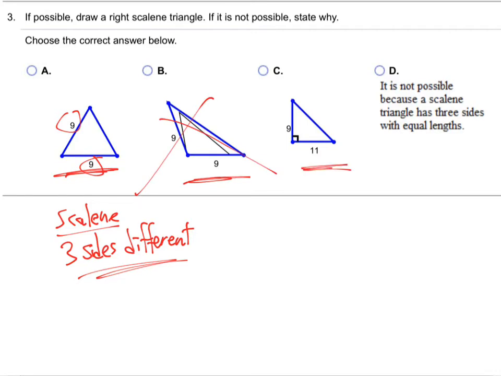On to C. So, is C a right triangle? Yeah, it's got a right angle there, huh? Does it have three sides that are different? Well, I don't know that third side. I know two of them are different, 9 and 11. But what about that other third side that we don't know?